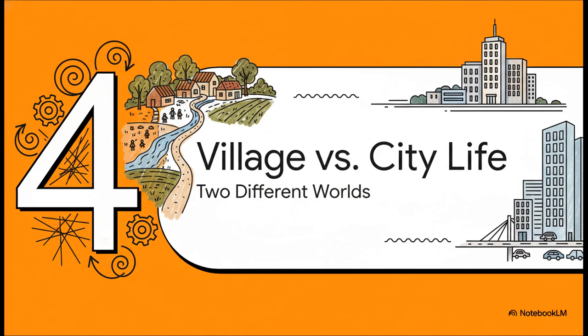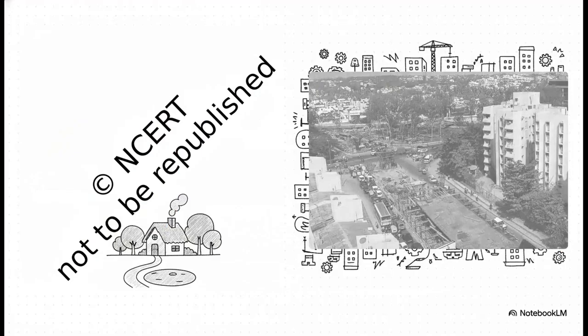Let's apply these ideas of change and order to two places we all know very well, the Indian village and the Indian city. So just imagine a village. It's calm, it's traditional, life moves at a slower pace, right? And then you have the city, full of construction, traffic, noise, always buzzing with activity. As you can guess, change and order work very, very differently in these two places.